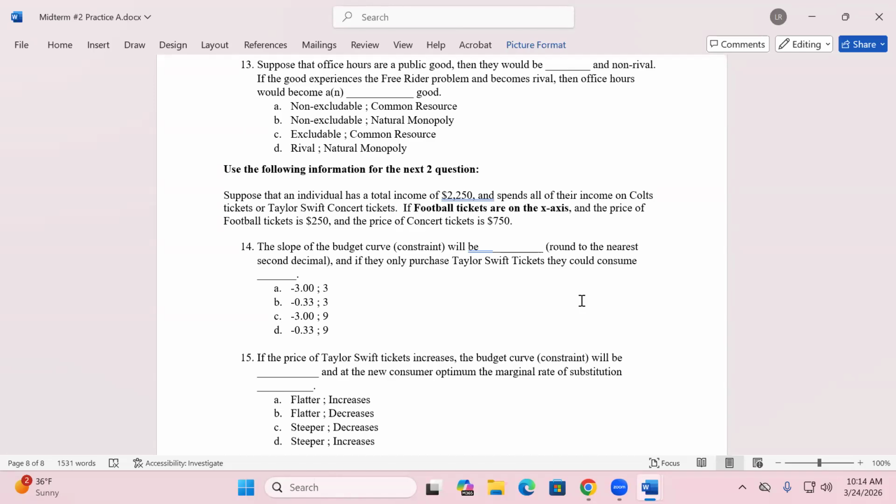So what happens if the price of Taylor Swift tickets goes up? Well, if I'm only buying football tickets, how many can I afford to buy? The exact same amount. If I'm buying Taylor Swift tickets, I can now afford to buy fewer, right? So what happened to the slope of my budget constraint? It became steeper or flatter, which means it's getting closer to 0. Well, if the slope of my budget constraint is the same as the slope of this new indifference curve I'm on, my marginal rate of substitution, as this curve becomes flatter, is going down.